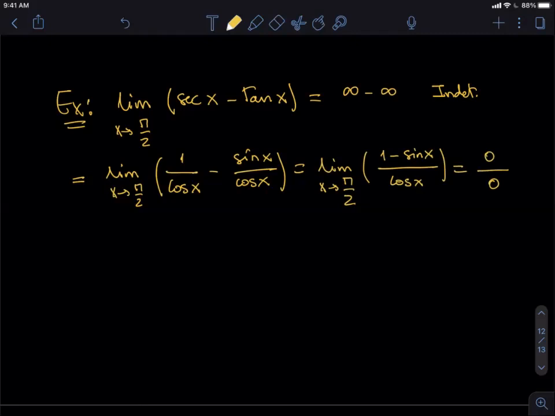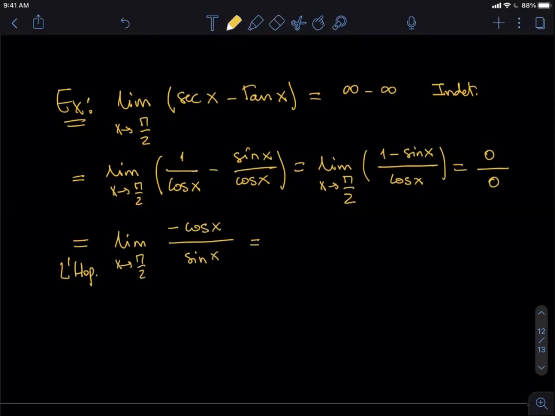And this is an indetermination, but it's one that we can do using L'Hopital's rule. So take the derivative of the numerator, 1 minus the sine, which is minus the cosine, and take the derivative of the denominator, which is the derivative of the cosine, which is minus the sine. Okay? And when x tends to pi over 2, then this is 0 divided by negative 1, which is 0.